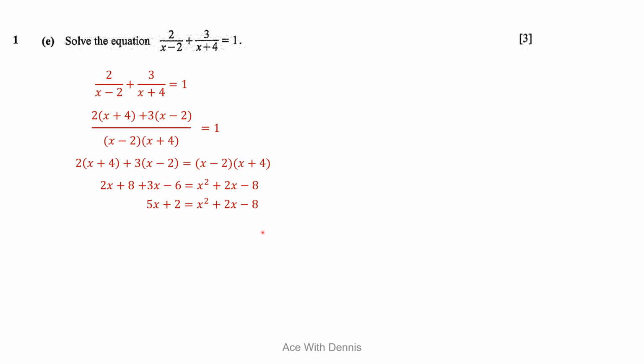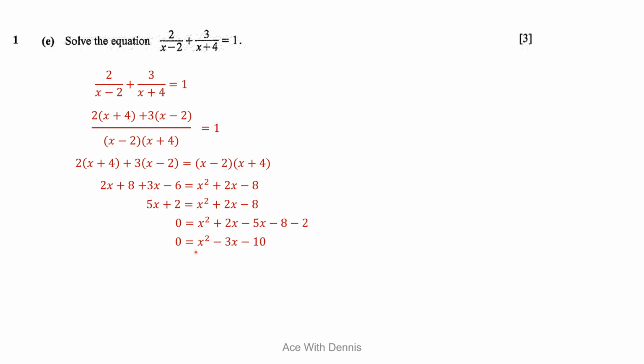The next thing we need to do is simplify the left-hand side. 2x plus 3x is 5x. 8 minus 6 is 2. And the right-hand side remains the same. So the next step, of course, is to move everything to the right-hand side, because the x squared here is already positive, so we just keep it on the right-hand side. Then we get x squared plus 2x minus 5x minus 8 minus 2. Simplifying further, we get x squared minus 3x minus 10.